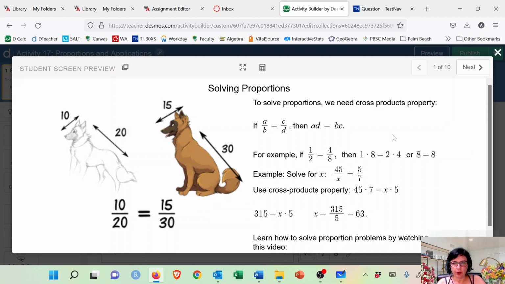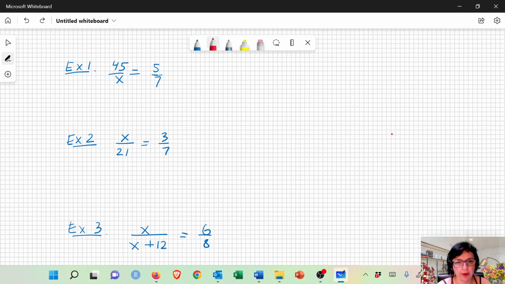Hi guys! So today we're going to talk about solving proportions, and hopefully you're going to find this process not very hard. We're going to first discuss overall how you solve proportions, and then we're going to get into the application problems. So the first problem that we're going to look at is going to be something like 45 divided by x equals 5 divided by 7. And your point is to solve this for x.